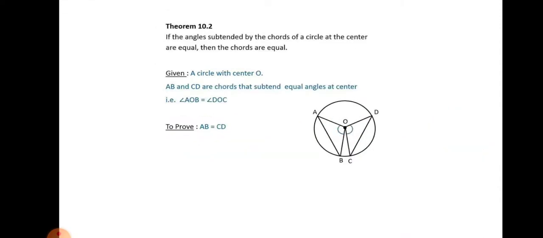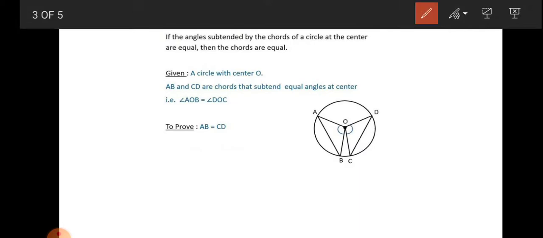Next, theorem 10.2: If the angles subtended by the chords of a circle at the center are equal, then the chords are equal. Given a circle with center O, AB and CD are chords that subtend equal angles at the center, which means angle AOB is equal to angle DOC, given to us. We need to prove that the chords AB and CD are equal. For this, take triangle AOB and triangle DOC.